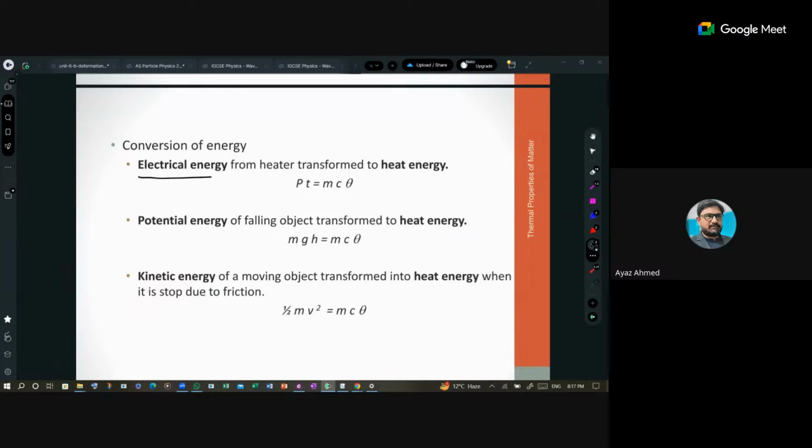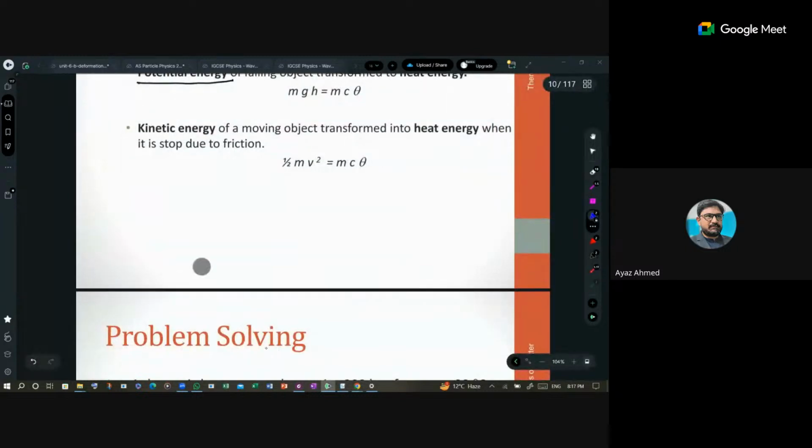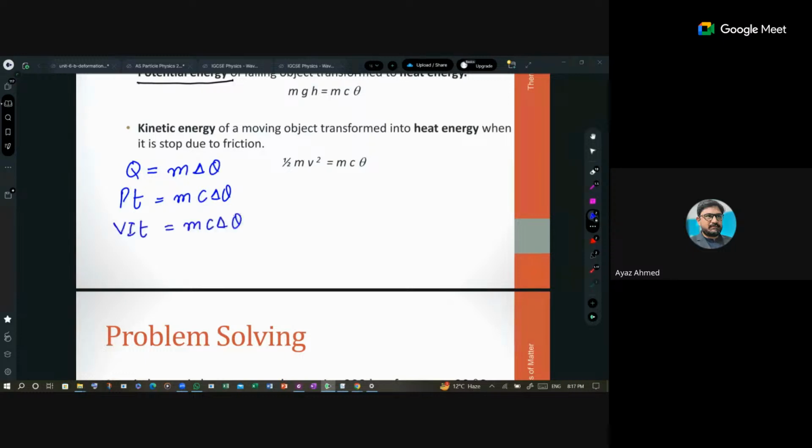Now, usually we use electrical energy, heaters, and all that. So we have to recall all these equations: Pt equals mc delta theta, or you can simply say Q. I will write all these equations in a row. First, Q is equal to mc delta theta. Second, Pt is equal to mc delta theta. Then VIt is equal to mc delta theta. These are three equations commonly used for the calculations.